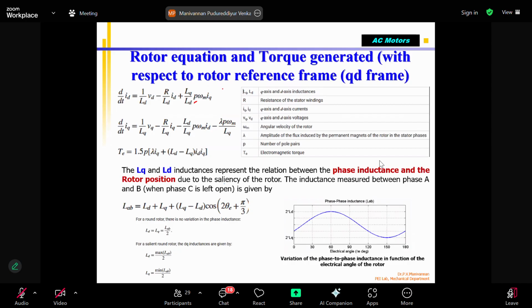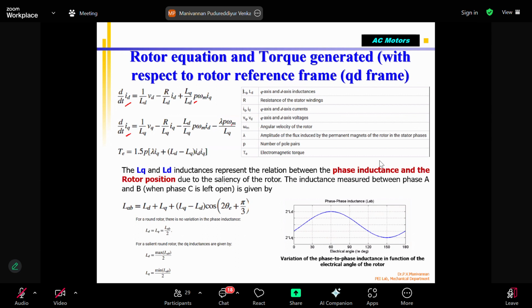We know that in the synchronous motor rotor, there are two currents flowing. One is called id, the other is iq. Now, d by dt of iq equals 1 divided by Lq into vq, minus R divided by Lq into iq, minus Ld divided by Lq into P into omega, minus another term. Please see that this term comes in. So this is the quadrature angle.